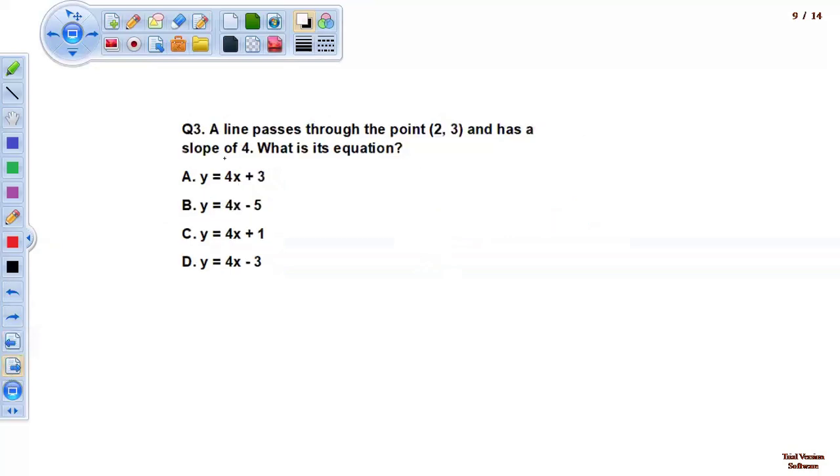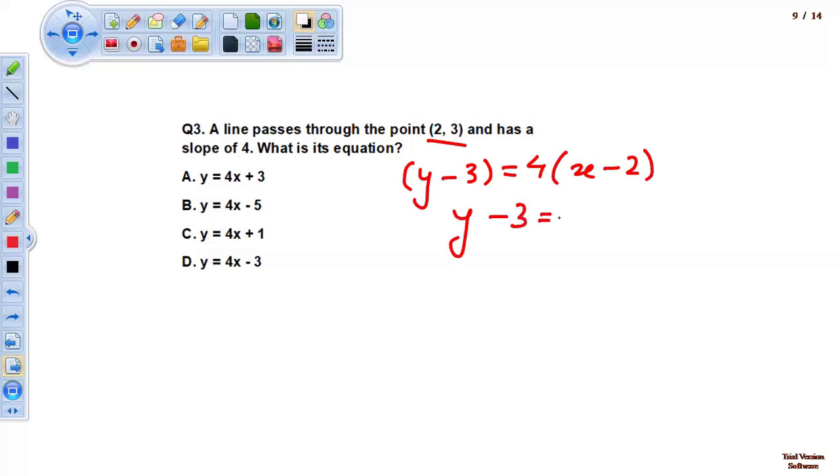Now for the next question, a line passes through the point (2, 3) and has a slope of 4. Find its equation of line. So here we'll use the formula y minus y1, that is 3, equals m, where m is the slope, that is 4, into x minus x1, x minus 2. So y minus 3 is going to be 4x minus 8. We'll change the sides. y equals 4x minus 8 plus 3, that is negative 5. So y equals 4x minus 5. B option is correct.